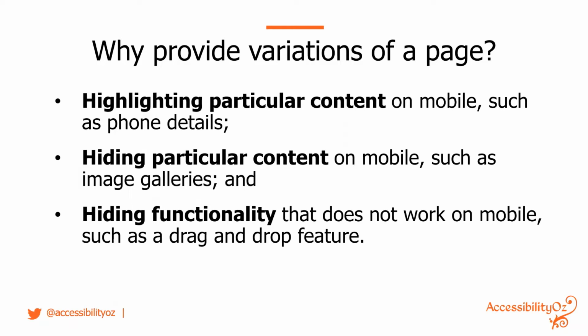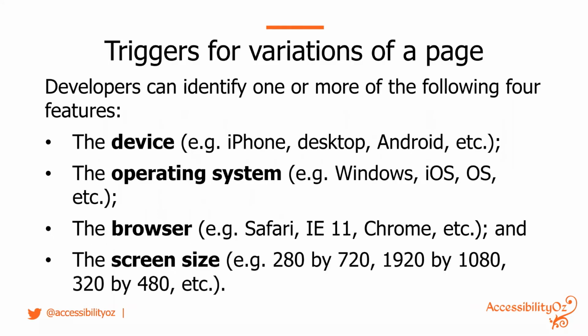And hiding functionality that doesn't work on mobile, you need to provide equivalent functionality. So if there's a drag and drop feature, maybe you can include a form that does the same stuff. There are 4 different methods to trigger the variation of a page. There's device. The website can determine if you're using a specific device and serve a page depending on that.